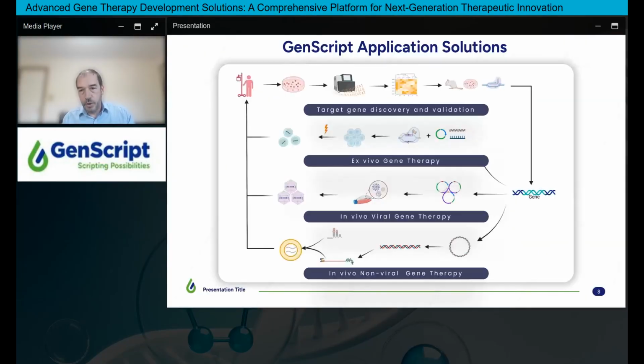So, a quick overview on gene therapy solutions. As we all know, most therapeutic developments start with sample analysis, basically discovery and validation of the target genes. Many patient samples are analyzed in different ways, in vitro and in vivo, and we offer a lot of solutions for that part of the development workflow. And regardless of how you are going to proceed, with ex vivo gene therapy, in vivo viral gene therapy, or in vivo non-viral gene therapy, we have solutions for all of those that we can offer.